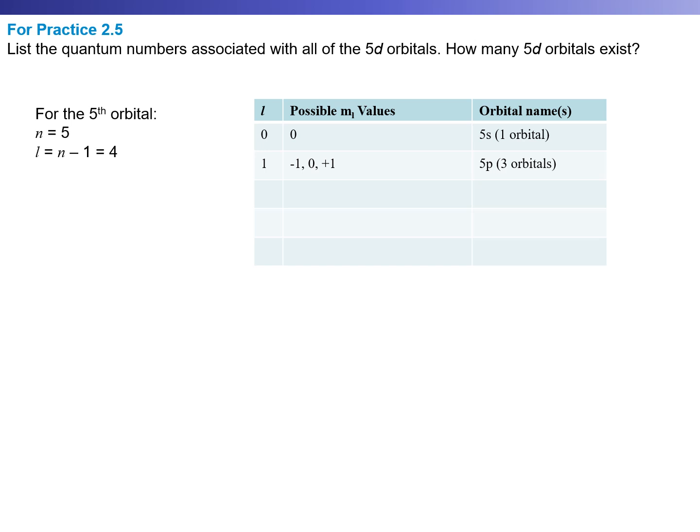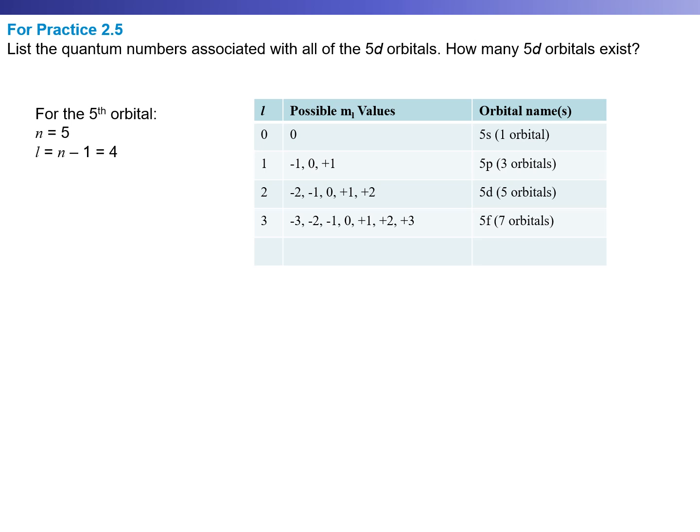We could also have the angular momentum of 2, and our magnetic numbers would be -2, -1, 0, +1, and +2, which means we're now looking at the d orbital with 5 orbitals in it. Our angular momentum could also be 3, and our possible values for the magnetic number would be -3, -2, -1, 0, +1, +2, and +3. That would put us in the f subshell with a total of 7 orbitals.